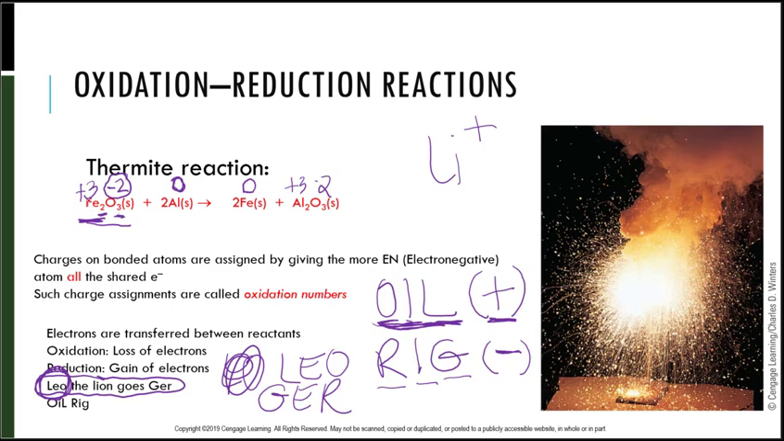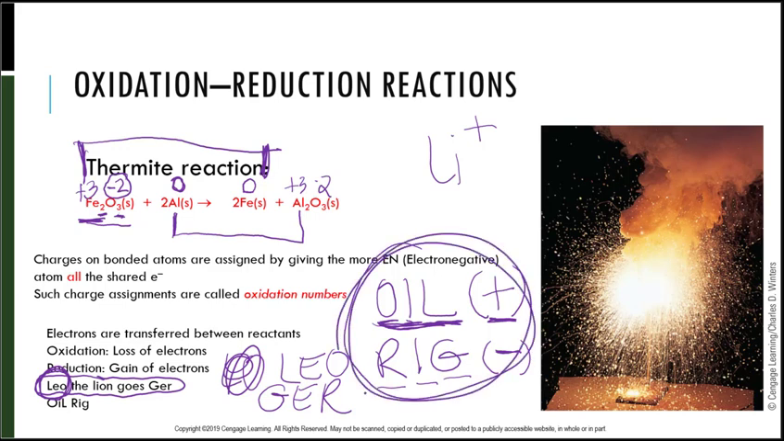Now let's look at this. We have iron on the left side with a positive 3 oxidation number, and we have iron on the right side with an oxidation number of 0. What happened to iron? Let's look at aluminum. Aluminum on the left has an oxidation number of 0, but after the reaction, aluminum has a +3 oxidation number. What happened to aluminum?